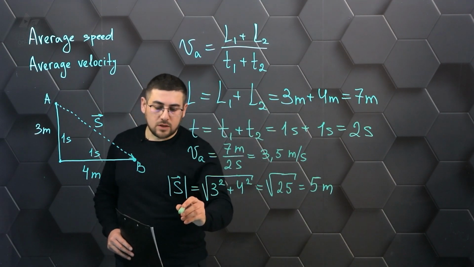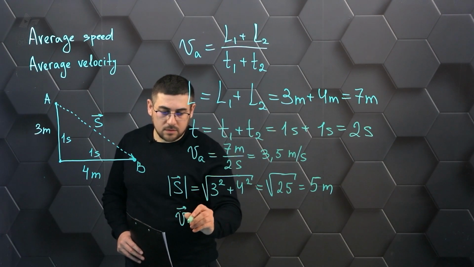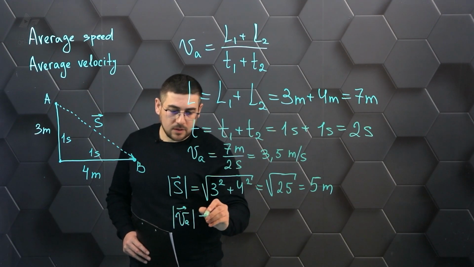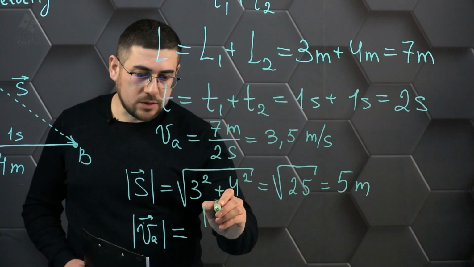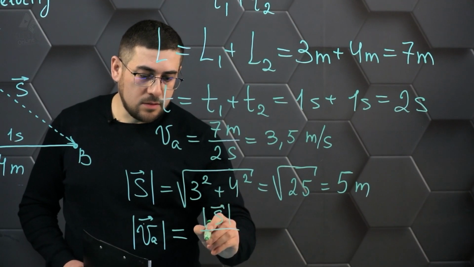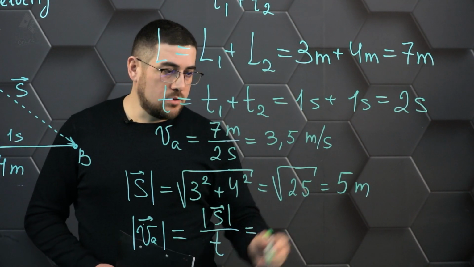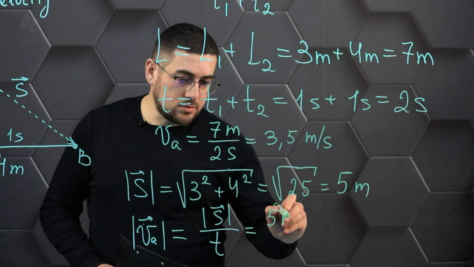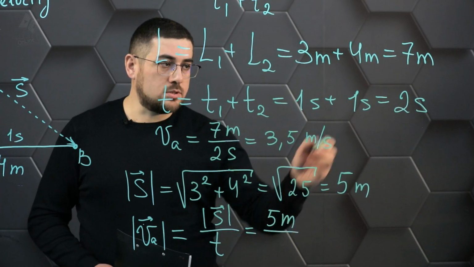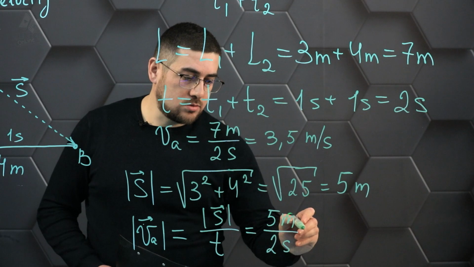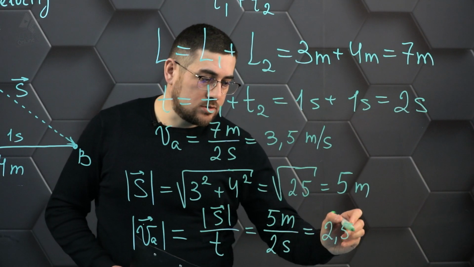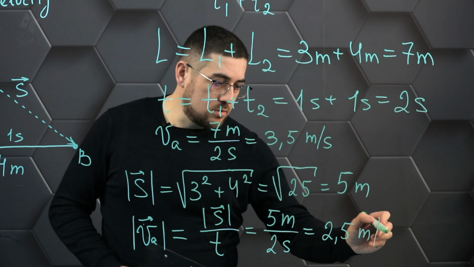Then the average velocity of displacement is equal to the ratio of this displacement to the total time of this movement. So we get the answer 5 meters divided by 2 seconds. That's 2.5 meters per second.